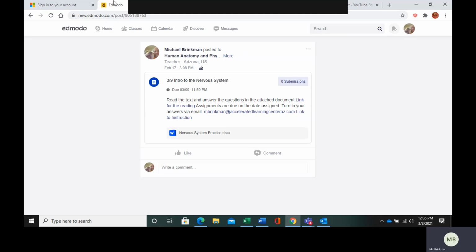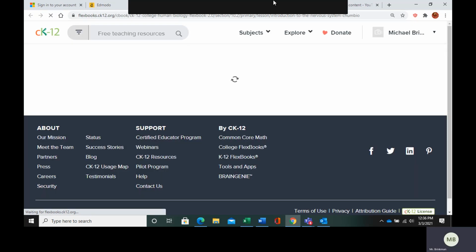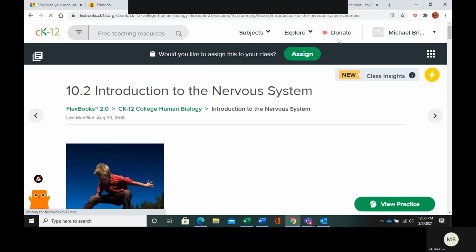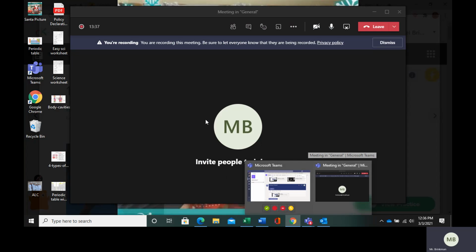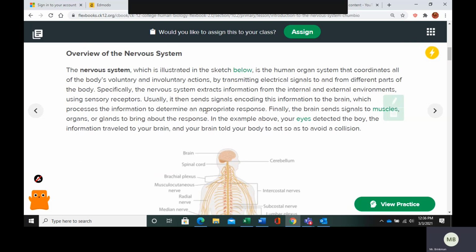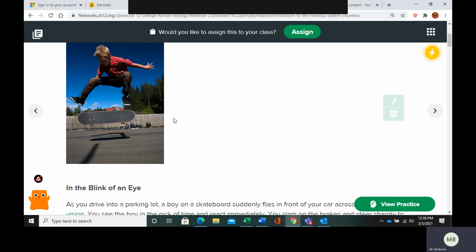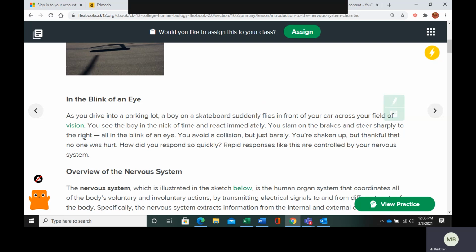So let's take a look at this thing called the nervous system. Okay, I'm sharing my screen. I'm actually going to start with this scenario here because it gives kind of an overview of how the nervous system works.